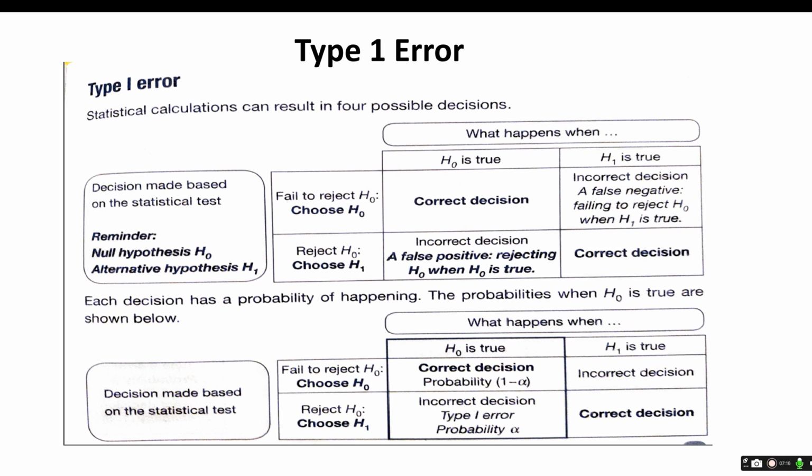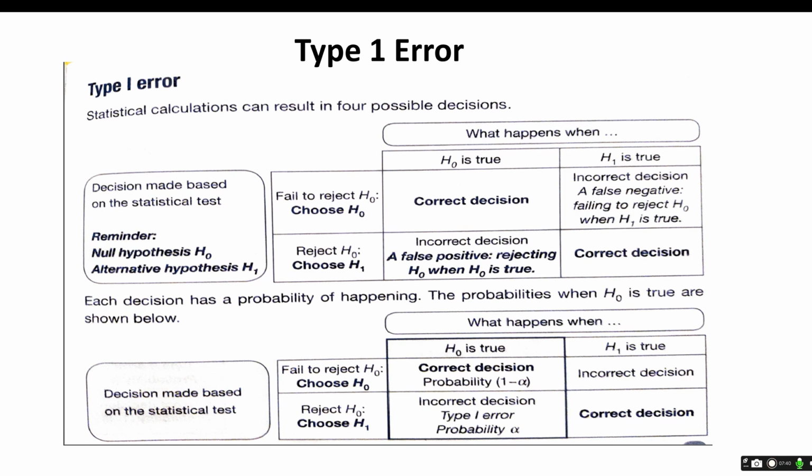So, type 1 error. There are two hypotheses: one is the null hypothesis, the other the alternative hypothesis. In the null hypothesis, there is no difference. In the alternative hypothesis, there is a difference. Type 1 error occurs when we reject the null hypothesis when it is true.